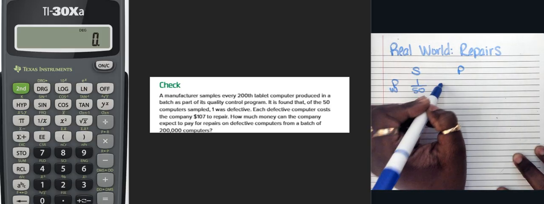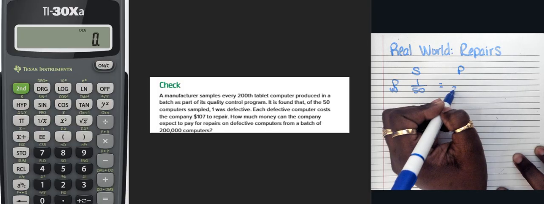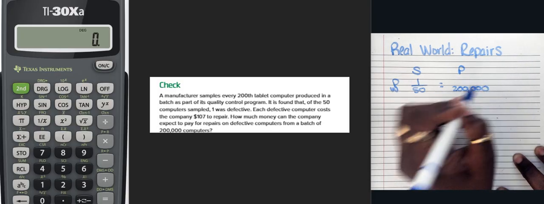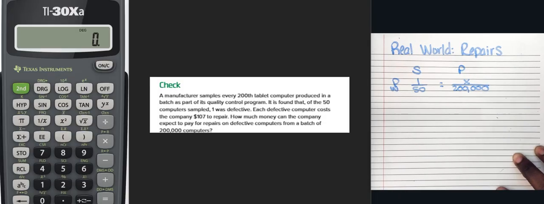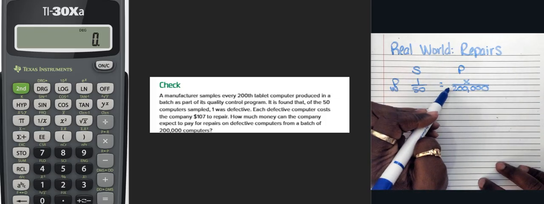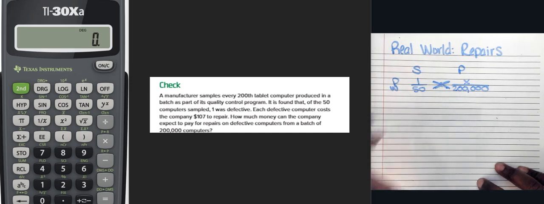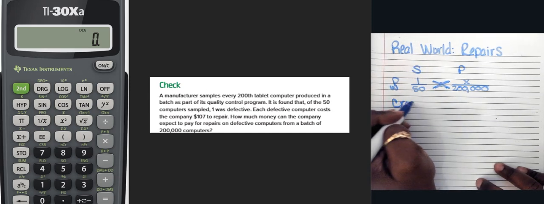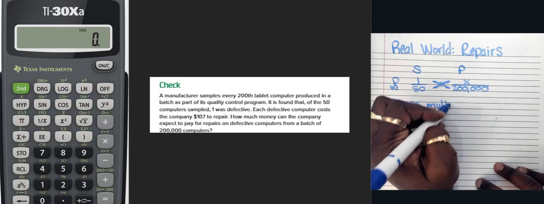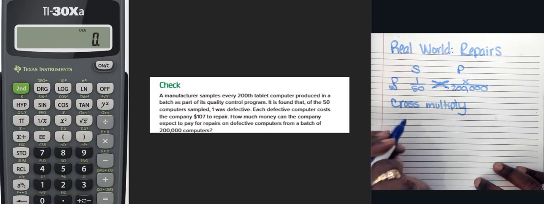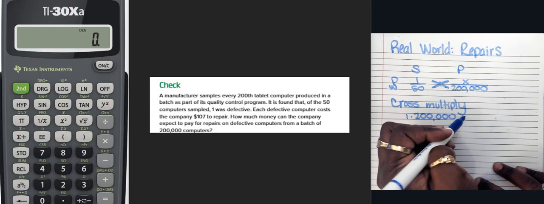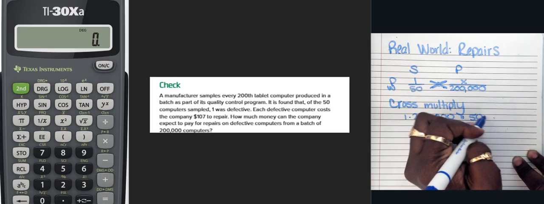On the population side, we know that it's going to be 200,000 computers, and we're trying to figure out how many of them are going to be defective. You can use any preferred method to figure that out. We're going to use the fish method in this example. Actually, I'll use cross multiply in this method. So on one side we have 1 times 200,000, and that is equal to 50 times x.